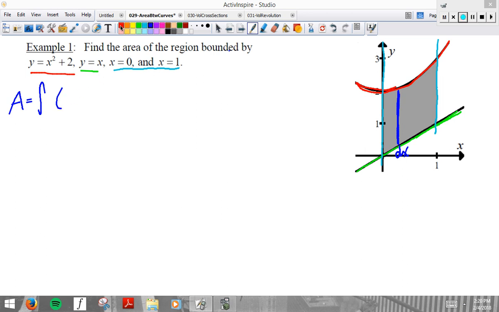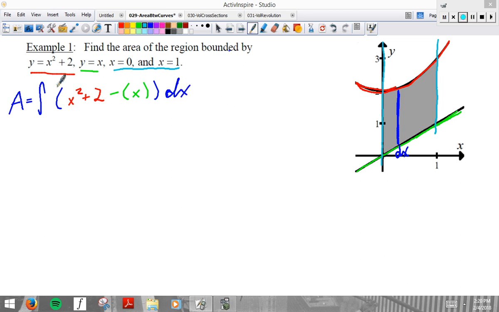We want the top curve, x squared plus 2. And we'll subtract from it the bottom curve. I would always recommend subtracting with parentheses to make sure that you are subtracting the entire equation of the bottom curve, not just the first term in that. And the width of those rectangles is dx.